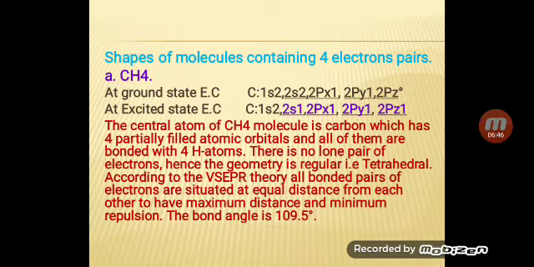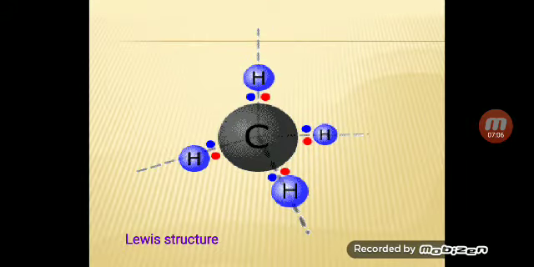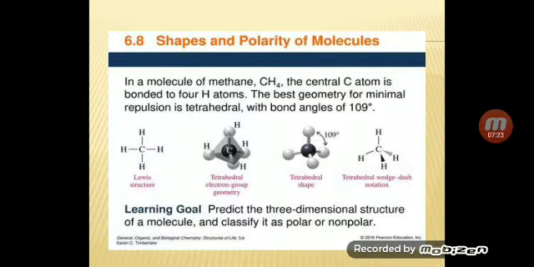According to VSEPR theory, all bonded pairs of electrons are situated at equal distance from each other to have maximum distance and minimum repulsion, and the bond angle is 109.5 degrees. As the structure shows, carbon has no lone pair of electrons, there are four pairs of electrons which are in bonding. There is no lone pair of electrons, so its geometry will be regular, which is tetrahedral, and the bond angle will be regular, which is 109.5 degrees.